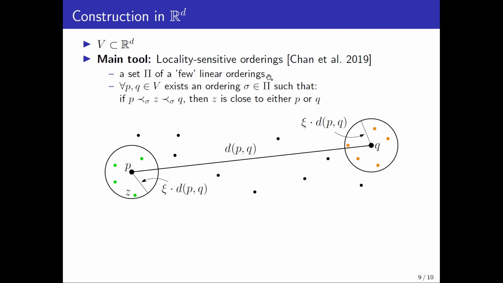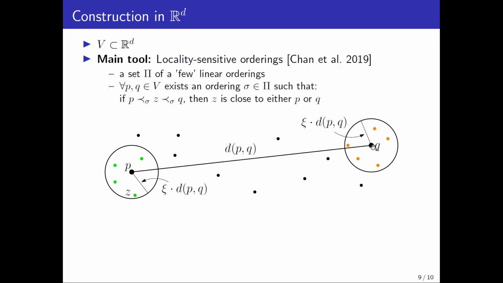The cardinality of Pi, so the number of orderings that we need, only depends on xi, so that's good. It's independent of the number of vertices that we have in V. And we can choose this xi to be something close to 0, practically. So once we have this set Pi, no matter how we choose P and Q, we will find an ordering sigma for which this property holds, so that all points that are between P and Q are either in this ball around P or in this ball around Q.